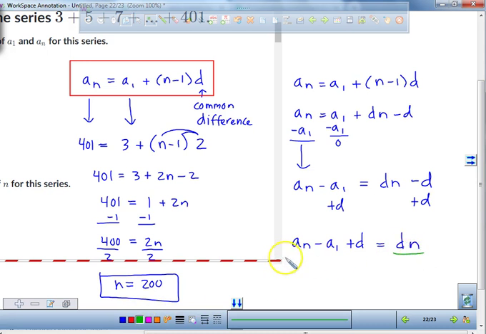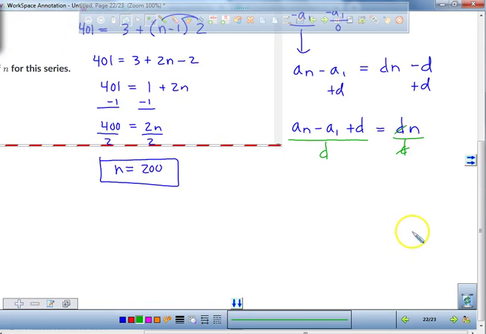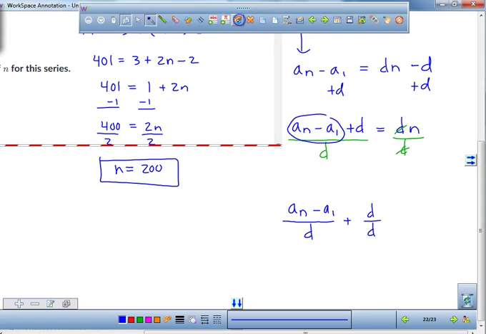Last thing I'm going to do is divide everything by D. Okay? Divide everything by D. And then we're going to get a formula. And the formula is going to be very helpful when you're trying to do this. Okay? So right now, I'm dividing everything by D. So here's what you're left with: AN minus A1 over D plus D over D. Well, what is D over D equal to? If I take this right here and divide it by D, and I add D over D, you're right. What does it become? Just a 1. So here's your final formula.